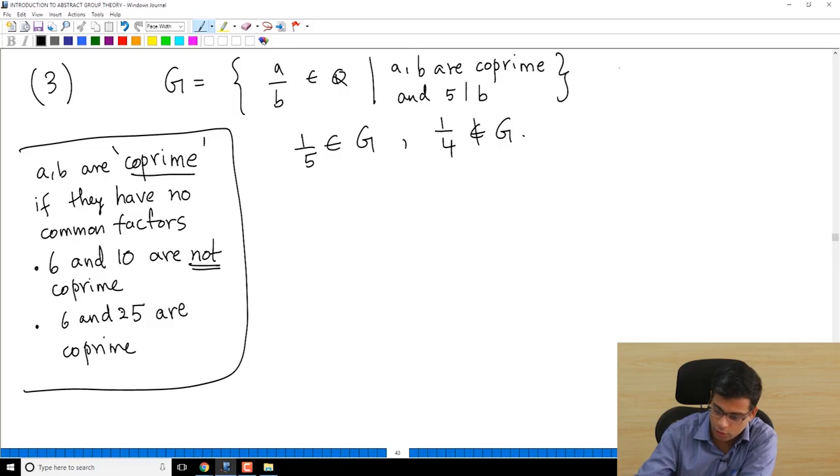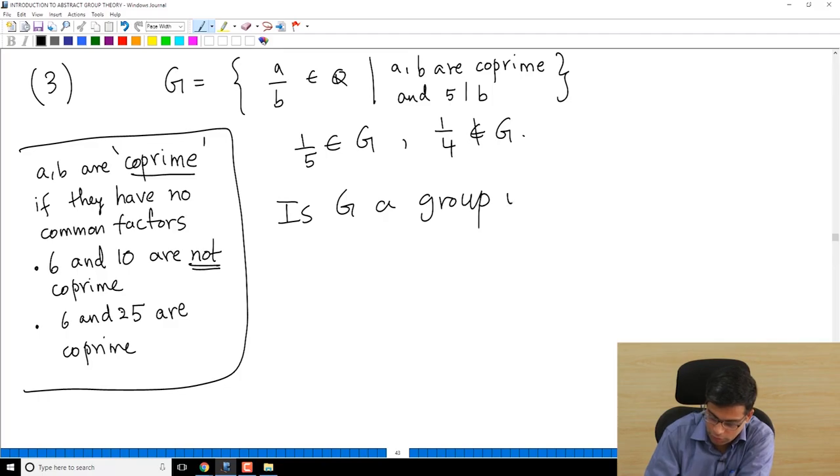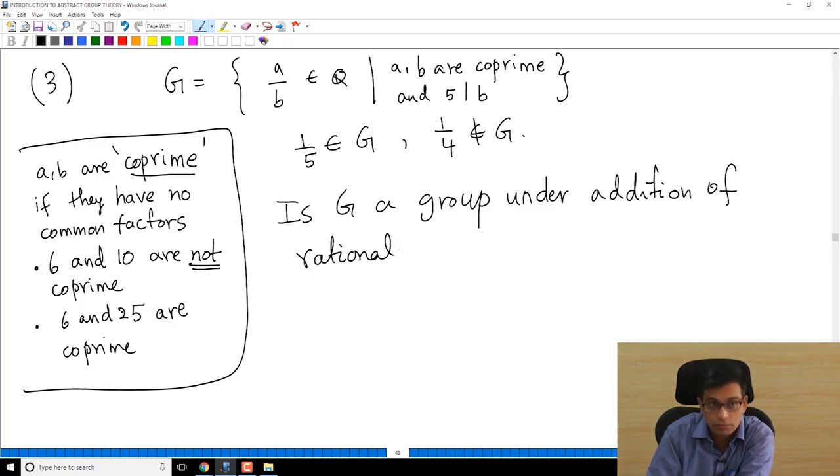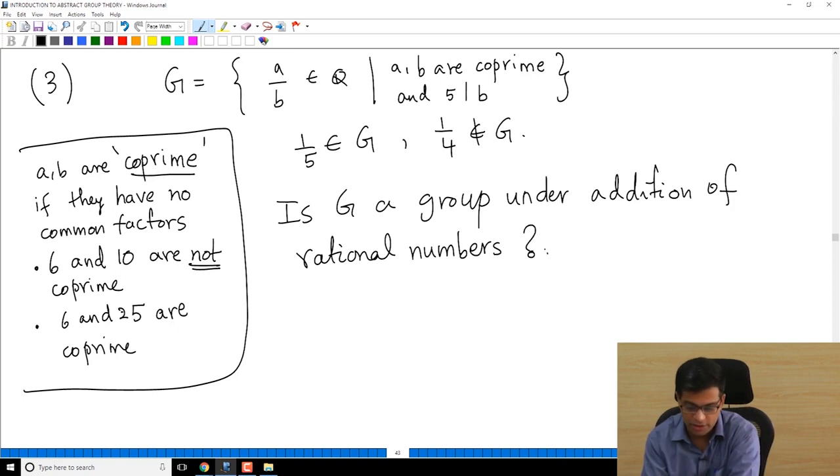Is G a group under addition of rational numbers? I can add rational numbers. In fact, Q under addition is a group. I am asking for a subset of that under the same operation. Is it a group? Here you can check that various properties fail. For example, even closure is not true.